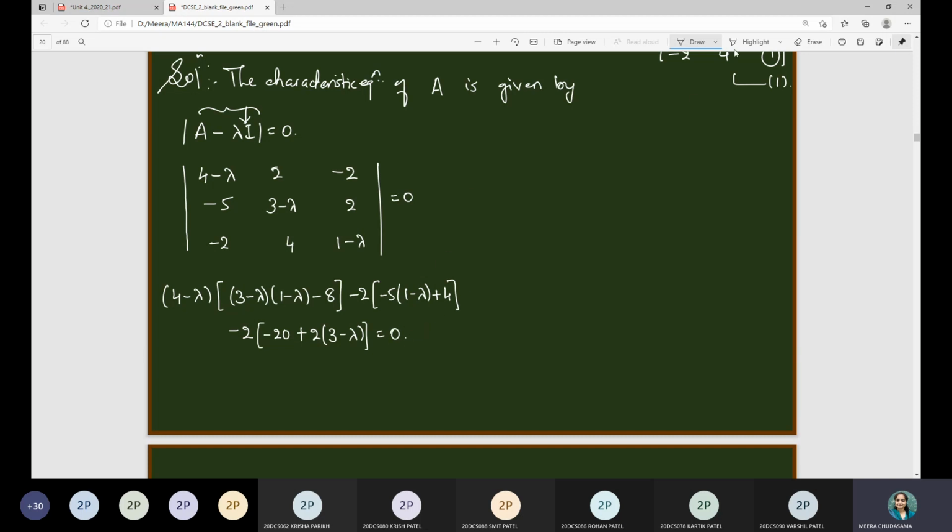Being a 3 cross 3 matrix, if you solve this, due to these three factors, you will have a cubic polynomial as the left-hand side of this expression. So I am giving you 2-3 minutes: quickly solve it and let me know which expression you get after simplification of all these terms.